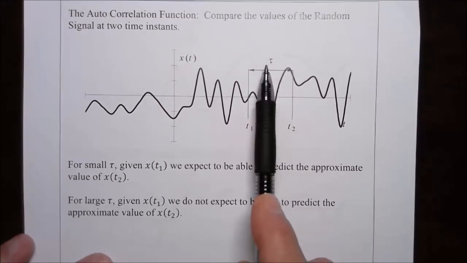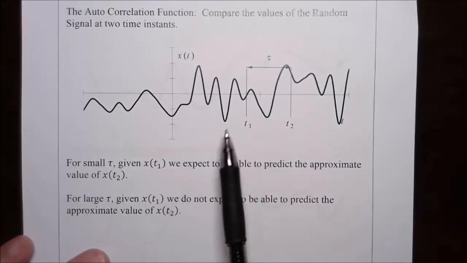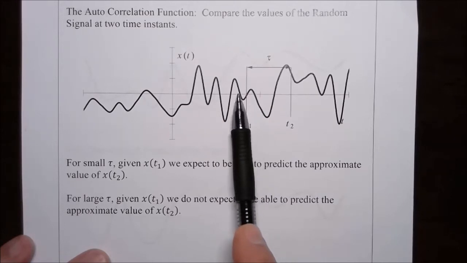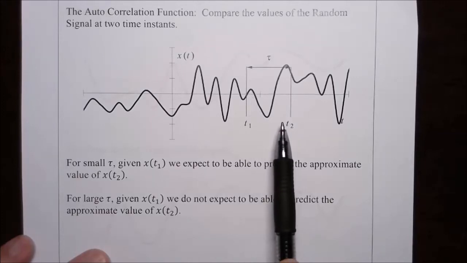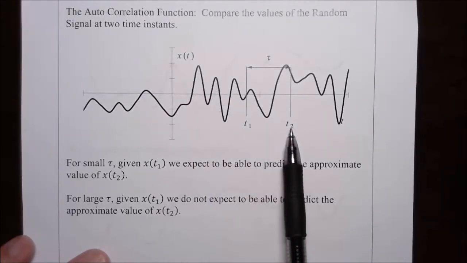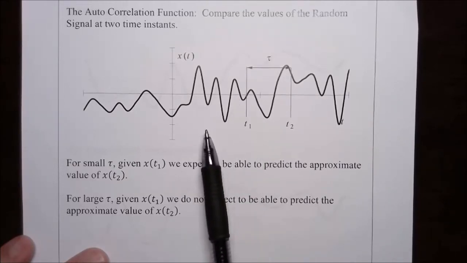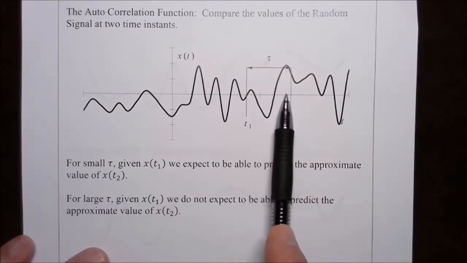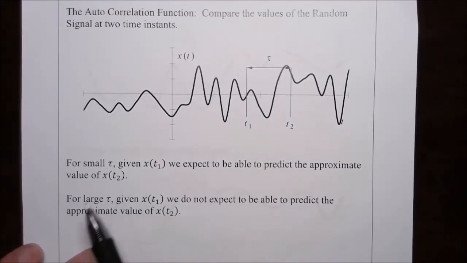Now, if this time difference tau is a small value, then if we're told the value of x at time t1, you might be able to guess with a certain reasonable accuracy the value of the random signal x at time t2. If tau was small, then you could guess pretty closely what the two values would be. But if the time value tau is large, then your ability to guess the value is not going to be as high.